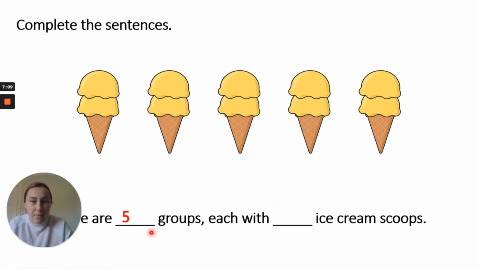But in each group, how many scoops of ice creams are there? How many scoops has this one got? What about this one? Keep counting. Did you get it? There are 2 scoops of ice cream. So our sentence will be there are 5 groups, each with 2 ice cream scoops.